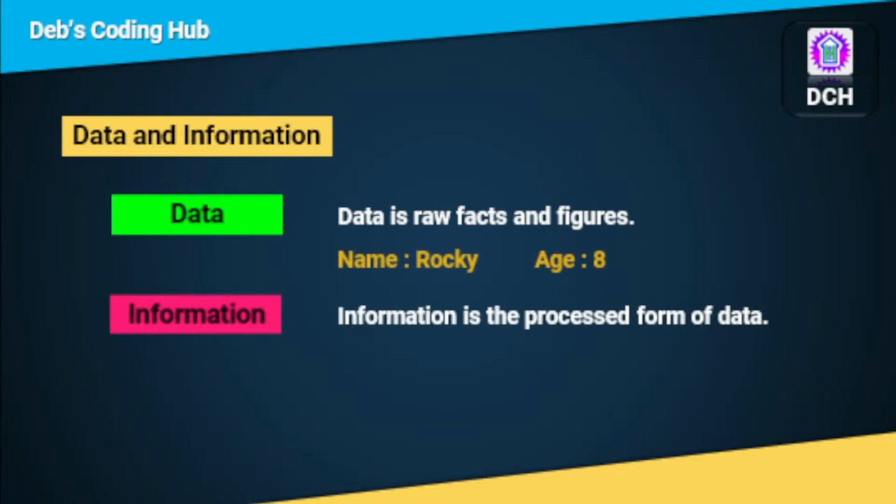Let us take one example of data. Suppose name Rocky and age is 8. So this can be termed as raw fact and figure because Rocky could be a name of a person or it could be name of a dog also, and the age could be 8 for either the dog or the boy. So it is not clear, it is not having any meaning. So this is data. Whereas if I say Rocky is my brother and he is 8 years old, it means something. Now I can say Rocky is a human being, not a dog.